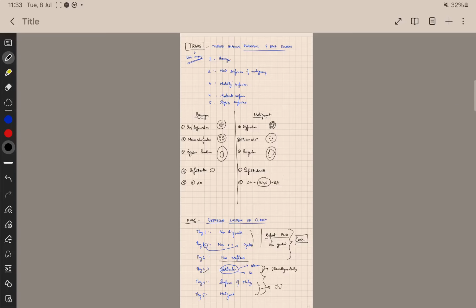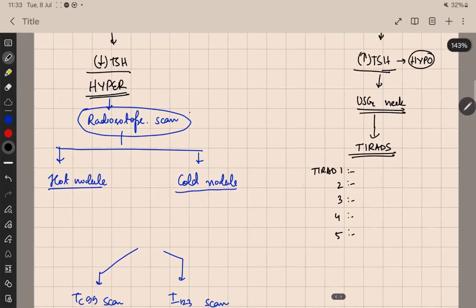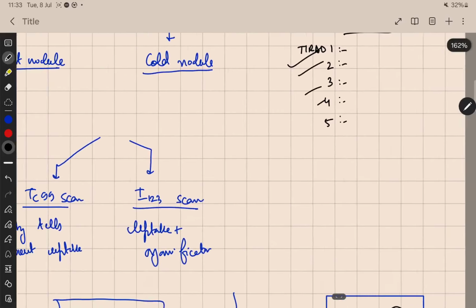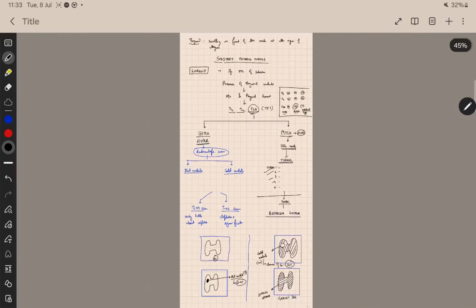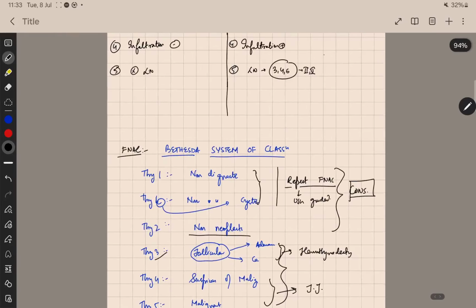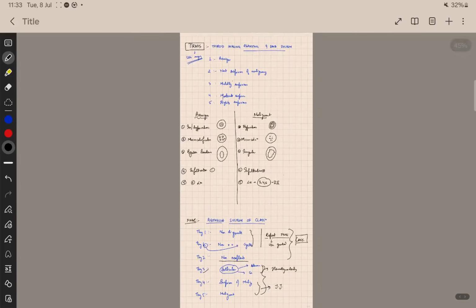FNAC and TIRADS. So if you come to this staging, again we have discussed TIRADS 1, 2, 3, 4 and 5, and after this TIRADS, I have said that we will go for FNAC. This we will go for Bethesda system of classification. And according to this Bethesda system of classification, we will further plan if the patient requires operation or not. So these are the thyroid investigations. Now these are the basic investigations.